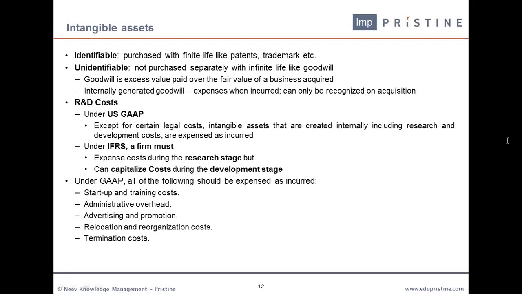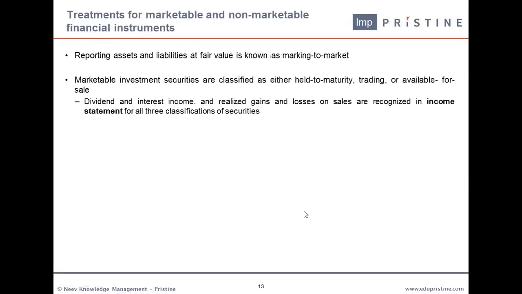Under GAAP, there are other costs which should be expensed as incurred, which are the startup and training costs, the administrative overhead, advertising and promotion, relocation and reorganization costs, termination costs, etc. So all these costs are expensed as incurred in case of GAAP, the Generally Accepted Accounting Principles.